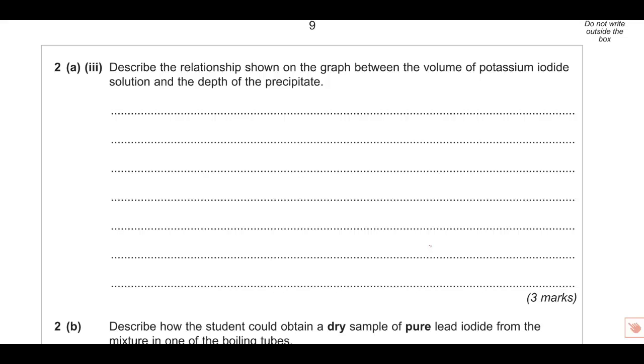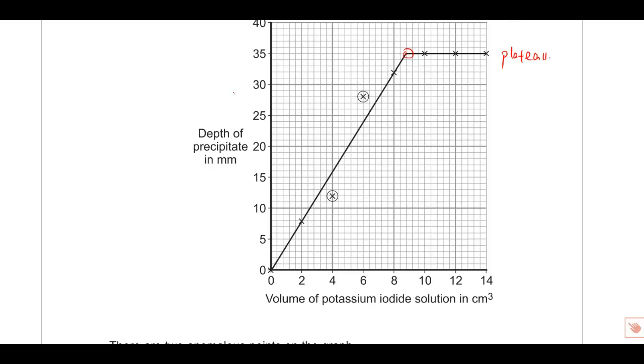So describe the relationship shown on the graph between the volume of potassium iodide solution and the depth of the precipitate. So exactly as we said, if we look back up at the graph, as the volume of potassium iodide increases, then the depth of the precipitate also increases. And if we look at the numbers, let's pick a couple of numbers here. Let's look at the value for 2. So roughly there. So we've got 2, and we've got 5, 6, 7, 8. If we go to 4, it jumps to 16. So let's use that.